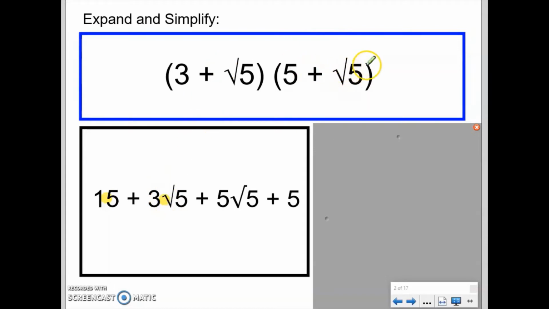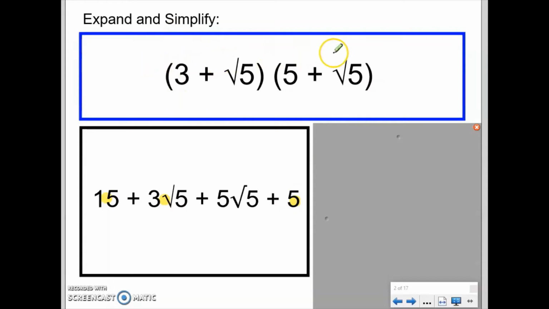Remember, if this was an x, 3 times x would just be 3x. So we treat it like algebra. Then I'm going to take the root 5, multiply it by 5 to get 5 root 5s. And then finally, root 5 times root 5, which is the same as root 5 squared. So the square root and the squared would cancel out, and I'd just be left with the integer 5.